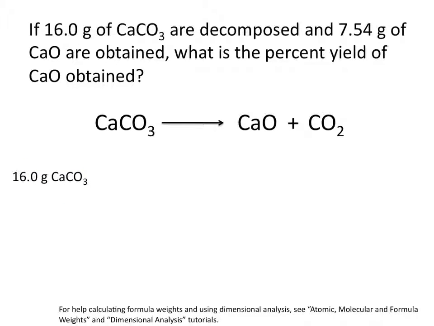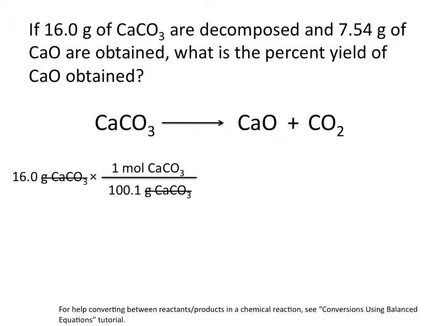So we'll start this calculation with the amount of starting reactant given in the problem. The problem says that we started with 16 grams of calcium carbonate. Now to convert between calcium carbonate and calcium oxide, we need to first convert calcium carbonate to moles. And we'll do that using the formula weight, which is 100.1 grams of calcium carbonate per mole of calcium carbonate. And we put grams on the bottom because those are the units that we want to cancel out.